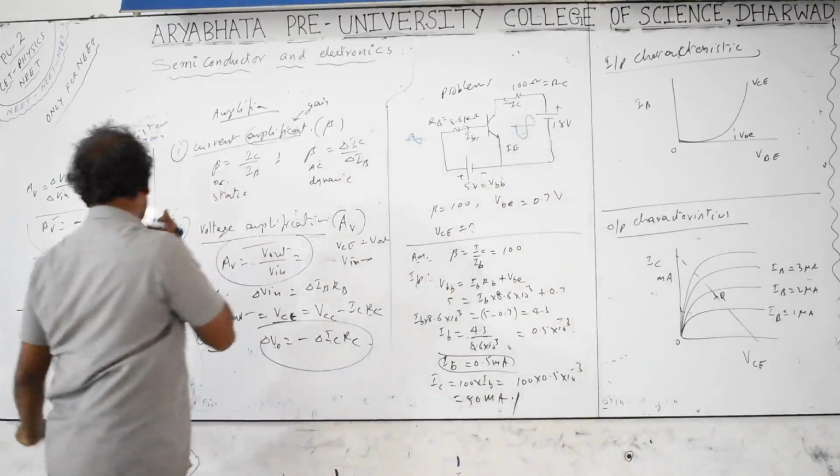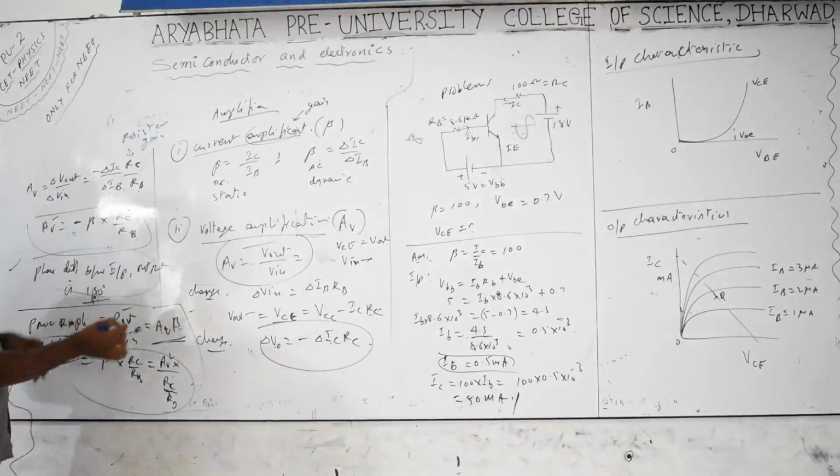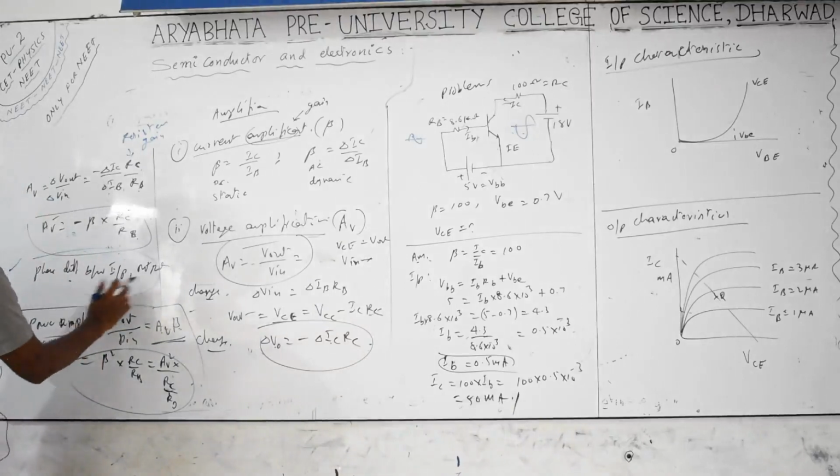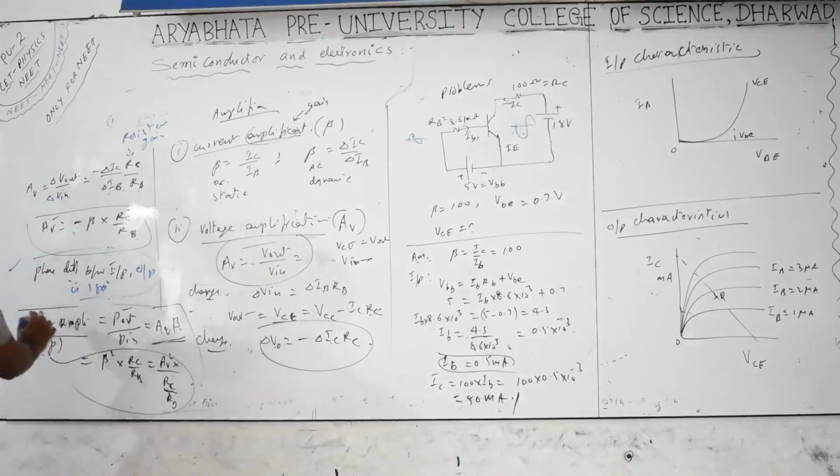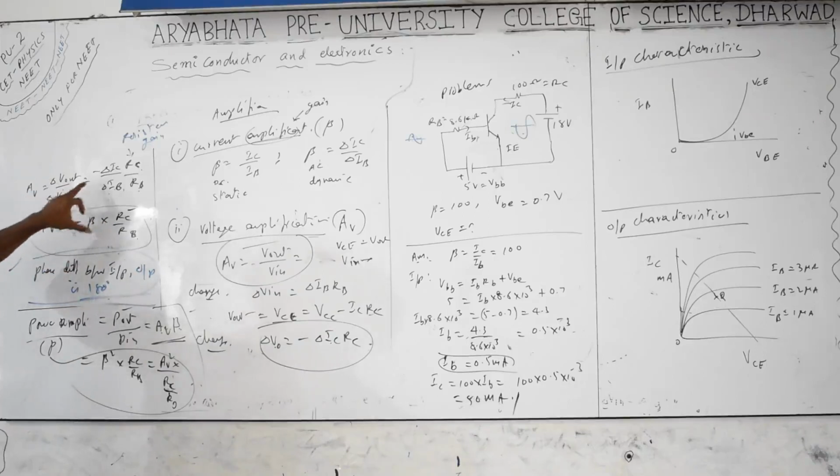What is the phase difference? This is also an important question. The phase difference between input and output voltage is 180 degrees or pi radians. Next is power amplification. This minus sign indicates the output is out of phase with respect to the input. This is output voltage by input voltage, which is minus.